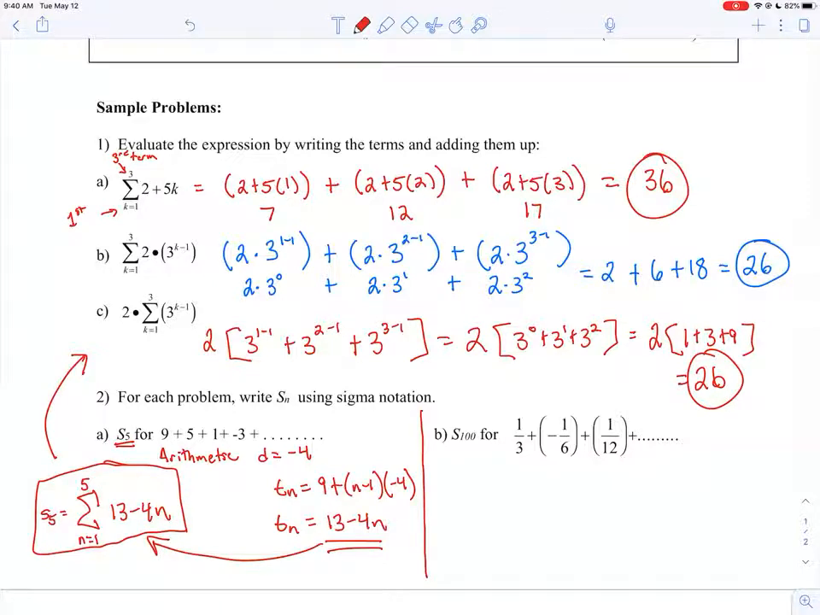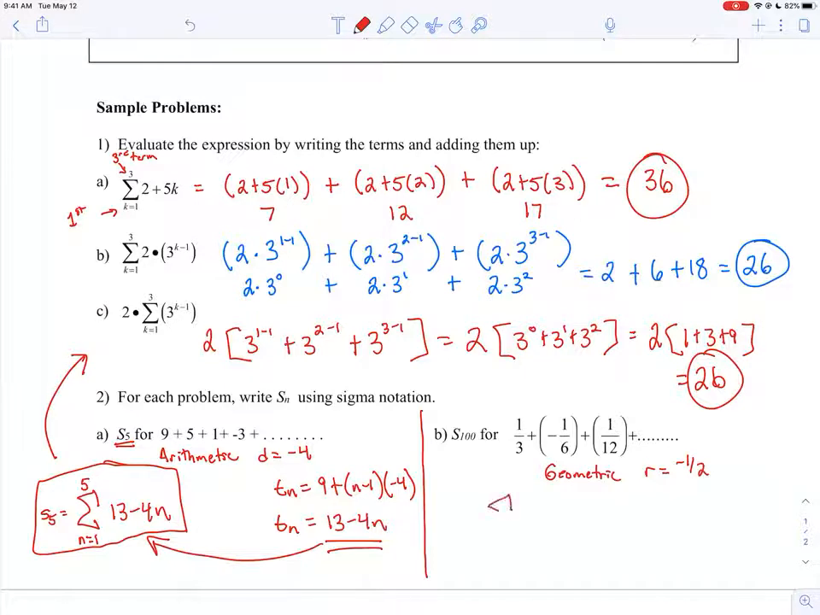All right, the sum of the first 100 terms for this one. So we got 1/3, negative 1/6, 1/12. So anytime you're jumping back and forth between positive and negative, we should know that that has to be geometric. So we got geometric, and if we take a closer look at it, we're saying how are we getting from that 1/3 to negative 1/6? Our R value would be negative 1/2.